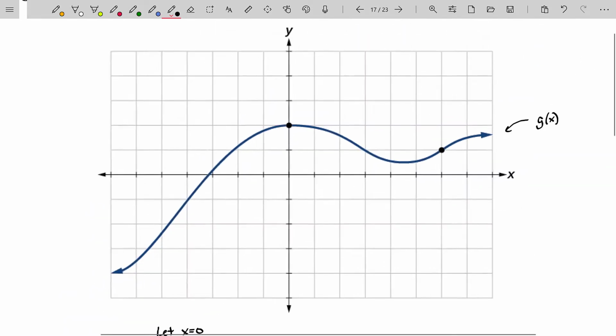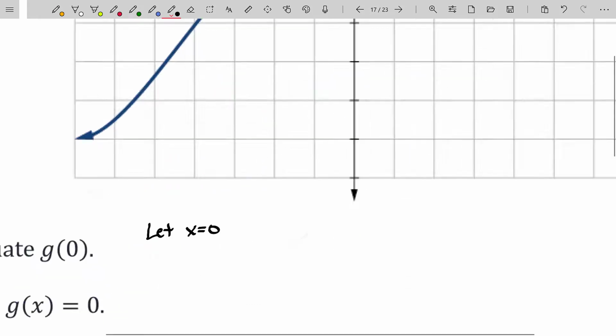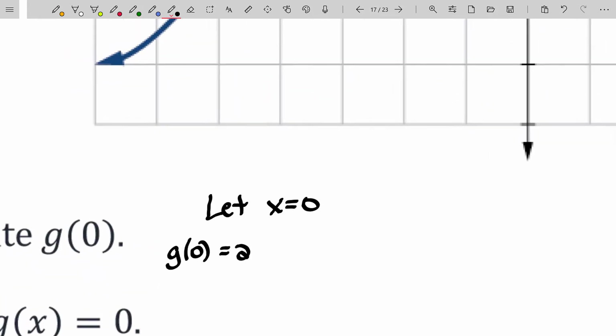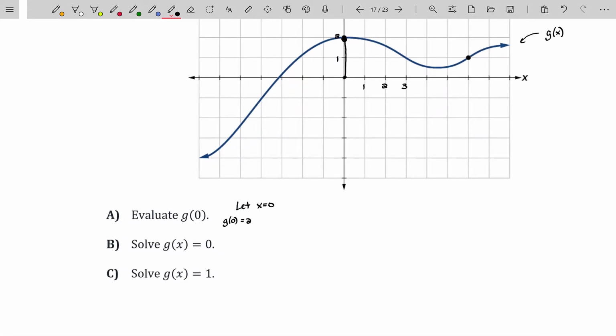So if you look at our axes here, x equals 0 is right here. Assuming these are all scaled by 1 unit at a time, the output when we plug in 0 for the function is going to be 2. So g of 0 is equal to 2. That shouldn't be too terrible, but a lot of people mix that question up with question B. Solve g of x is equal to 0.